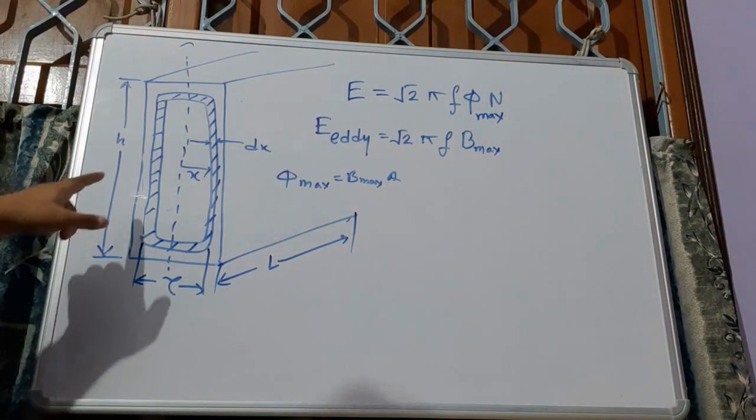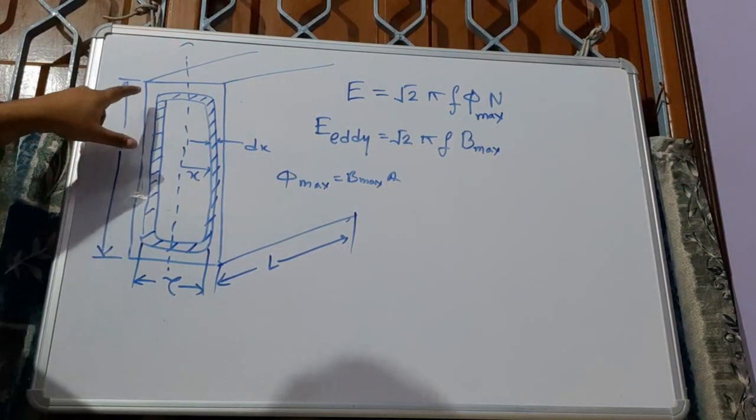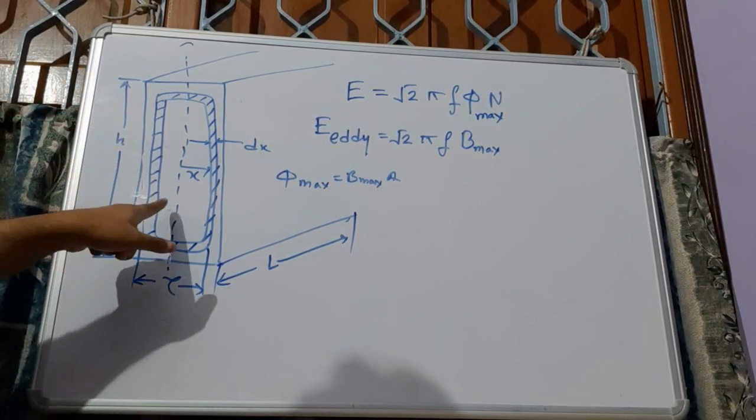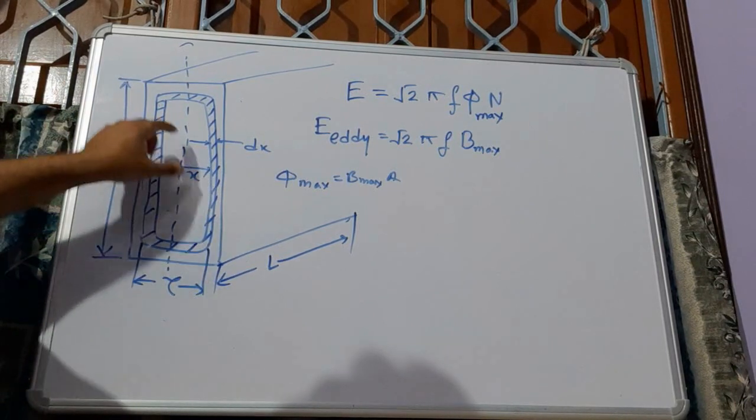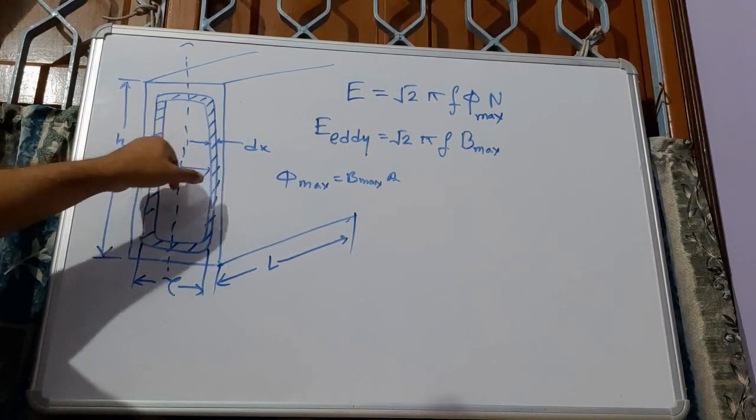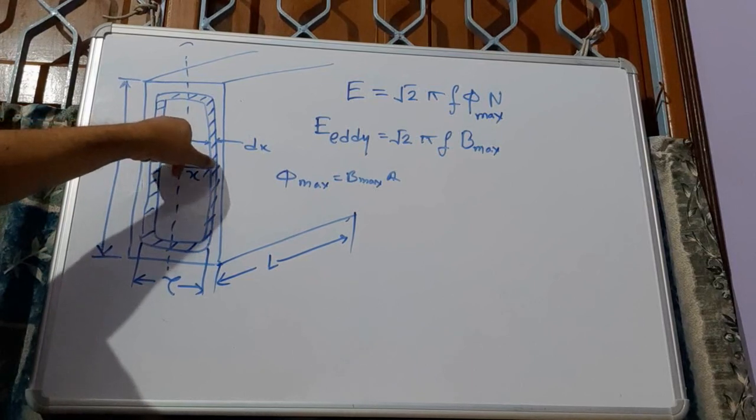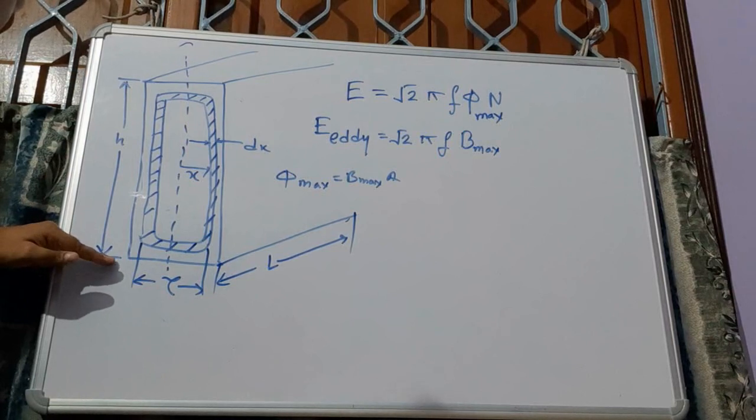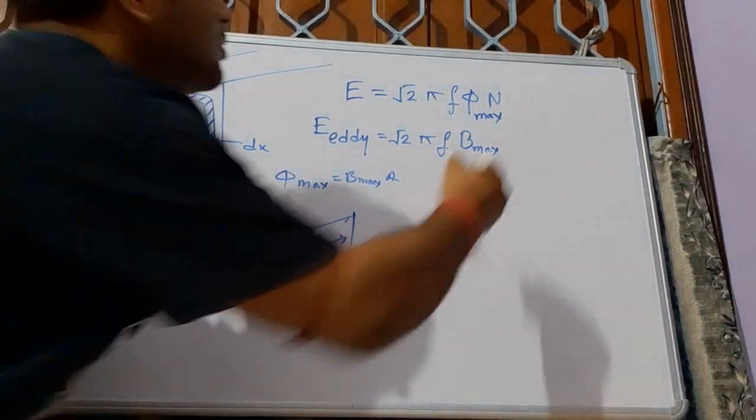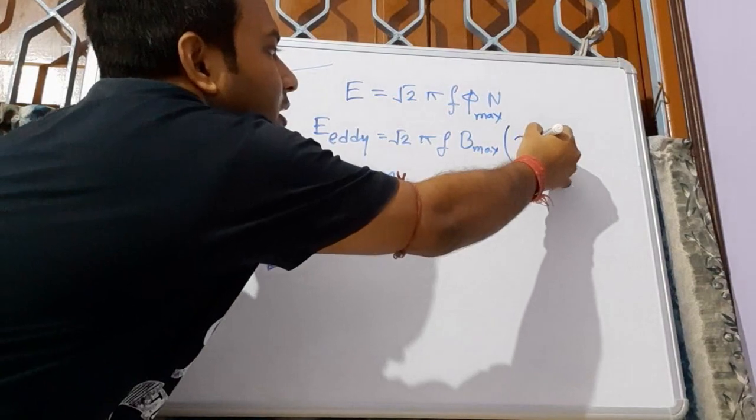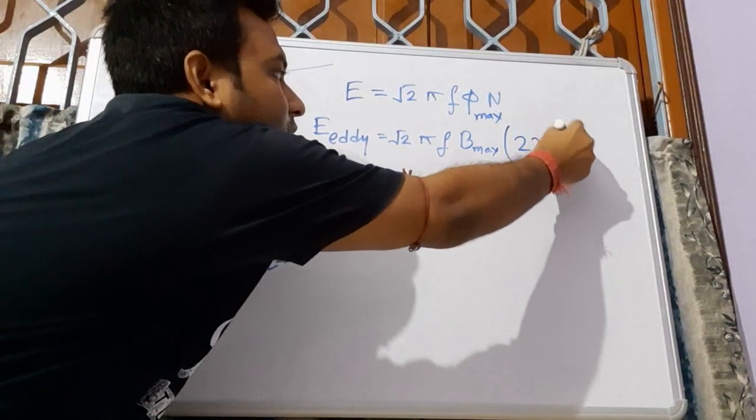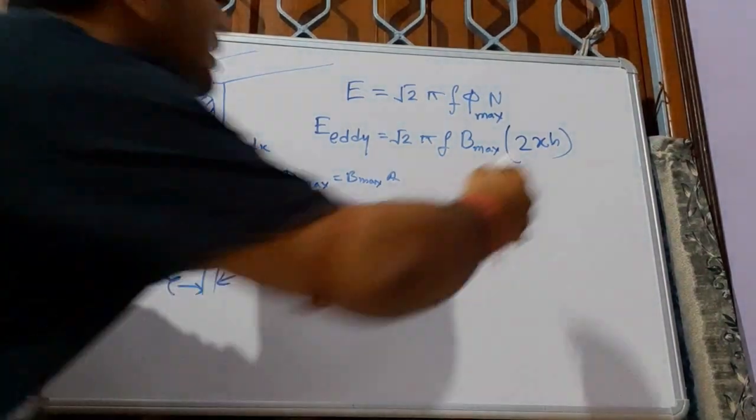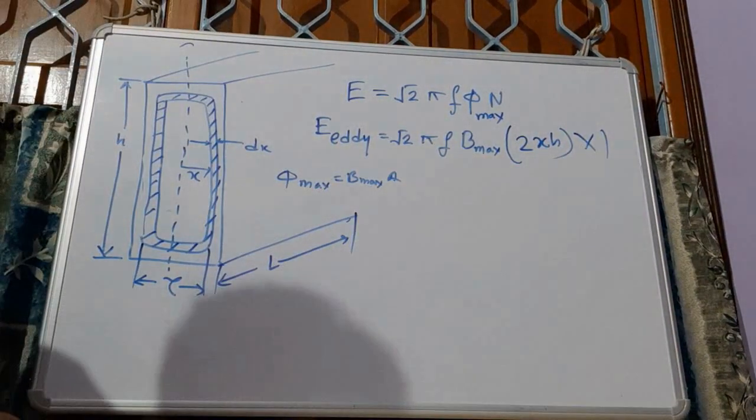What will be the area? See, this is x, so this will be your 2x, and this is the height h, so area is 2x h, right? And suppose number of turns is 1.